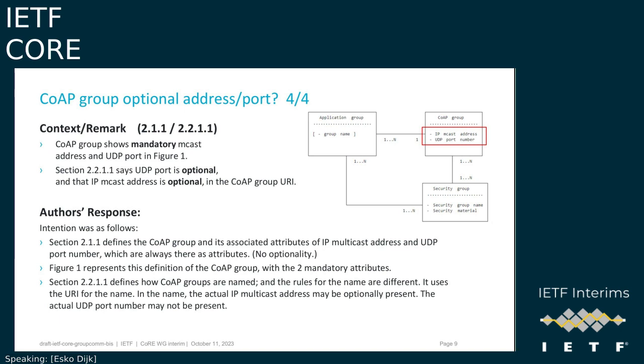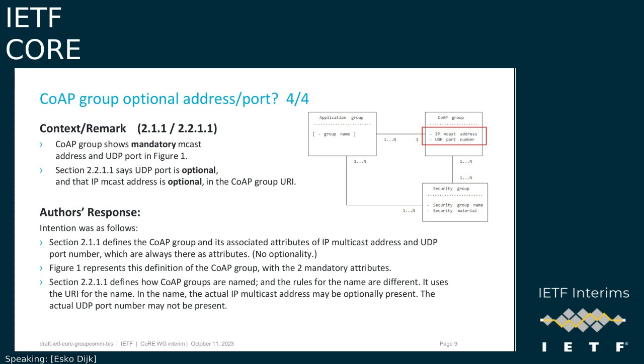Okay, I'll move to number 4. So that was the remark on the co-op group. Basically in the text we say it has an optional address and an optional port, while in the figure, you can see in the red box on the screen, it has a mandatory address and a mandatory port. So that seems to conflict with the text. And our response is then as follows.